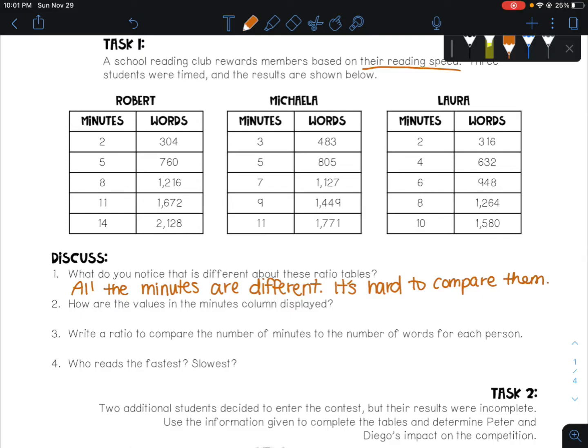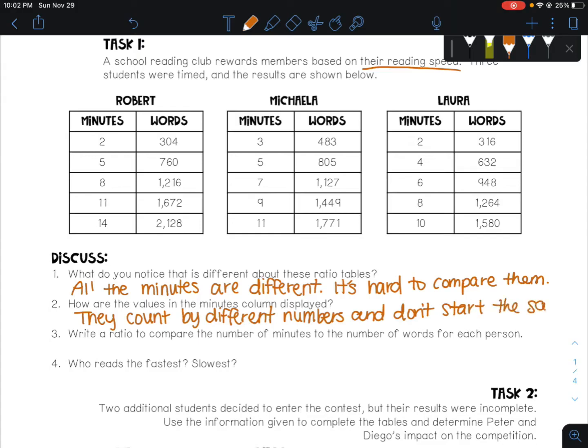How are the values in the minutes column displayed? Well, they count by different numbers, right? And they don't all start at the same place. So they count by different numbers and don't start the same. Which really makes this difficult to compare.